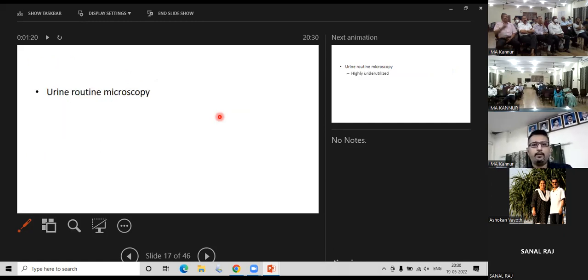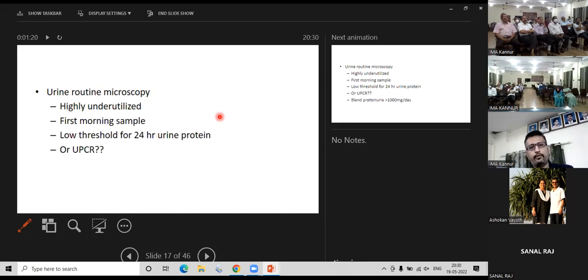A simple, very important test is the urine routine microscopy. It is highly underutilized. Usually we ask them to do it on the first morning sample. There should be a low threshold for a 24-hour urine protein in patients with features of connective tissue disease. You can go for a urine protein creatinine ratio, but I have seen patients with a normal UPCR with a high 24-hour urine protein. I tend to prefer the 24-hour urine protein, even though it's a little bit more cumbersome.